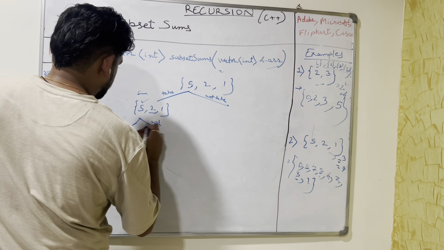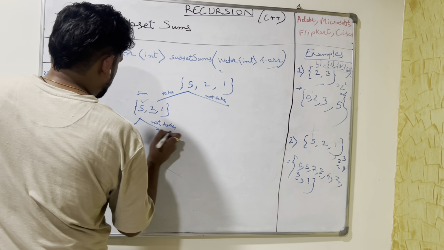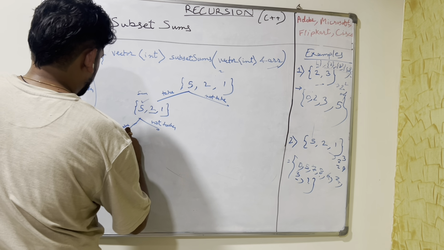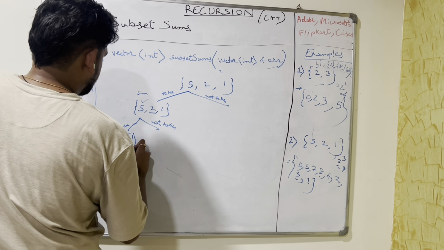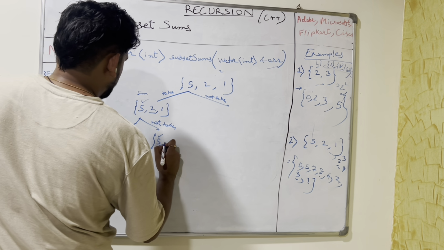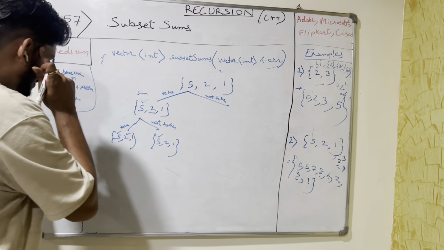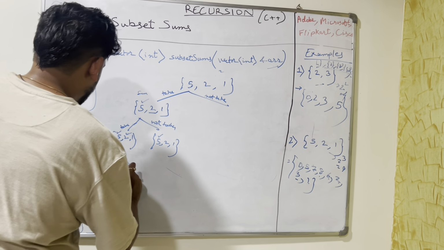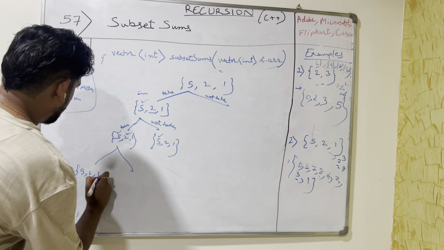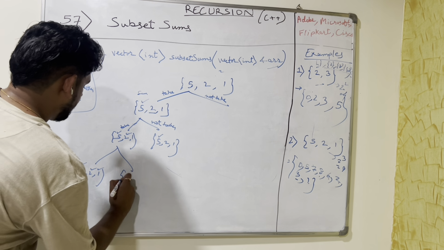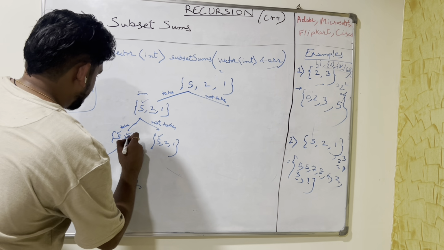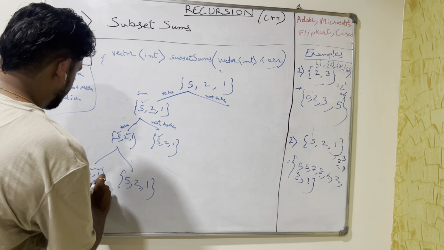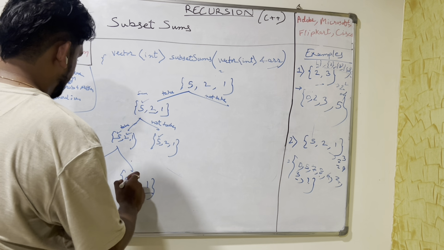If you take 2, then 5 and 2 both are there now. And the second thing is you don't take 2, so you have 5 and then 1 ahead. Now here you have taken 5 and 2 and then you decide to take 1 as well. So 5, 2, 1. And here you have said, okay, I will not take 1.